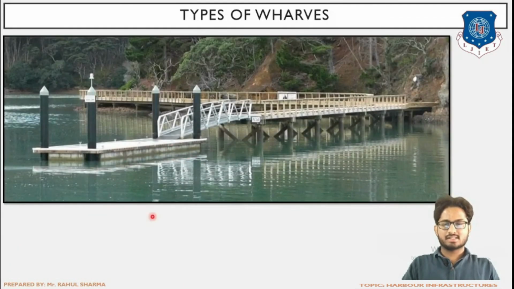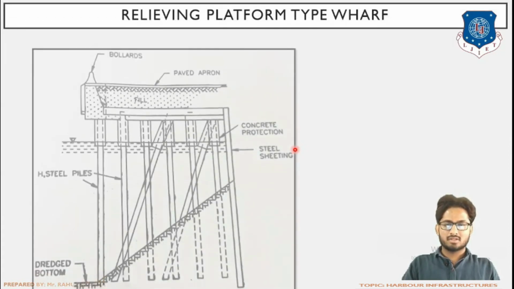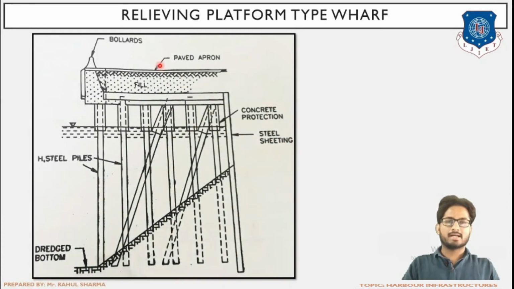Next, this is the view for the open type construction. That is, as we can see here, the piles or cylinders are existing, and as there is gap existing between them, it is the open type construction. So basically, this is the open type wharf. Now, next in open type wharf, there is the relieving platform type wharf. So the first was the timber wharf, and now this is the relieving platform type wharf.